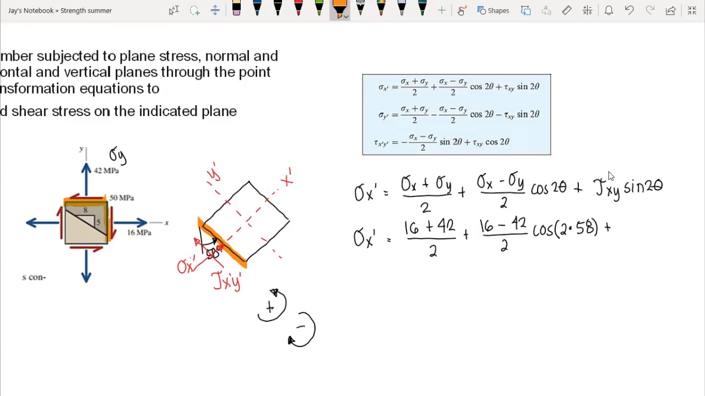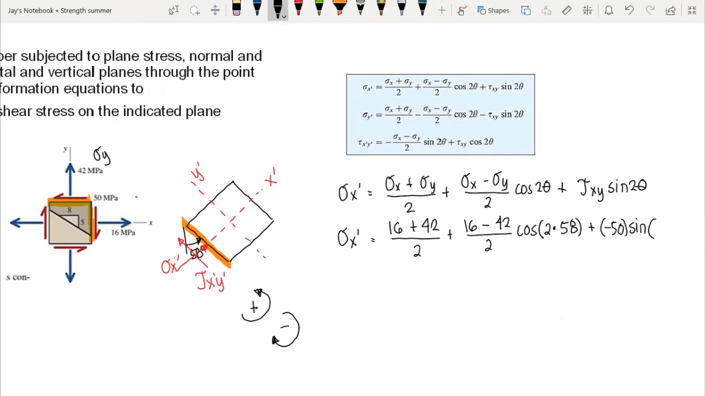Okay, now the shear stress here at the positive phase is acting towards the negative x-axis, correct? And the shear stress here is acting towards the negative y-axis. So therefore, we have negative shear. So we have plus, now the value of our shear is 50, so we have plus negative 50 sine of our angle here 2 times our theta, which is equal to 58 degrees.